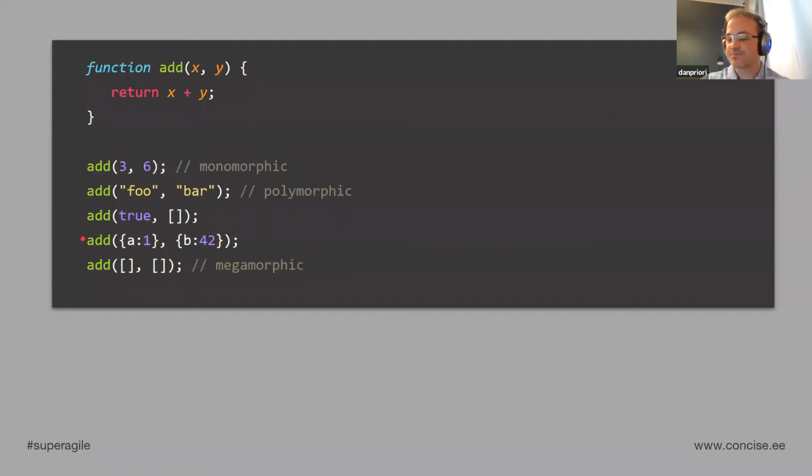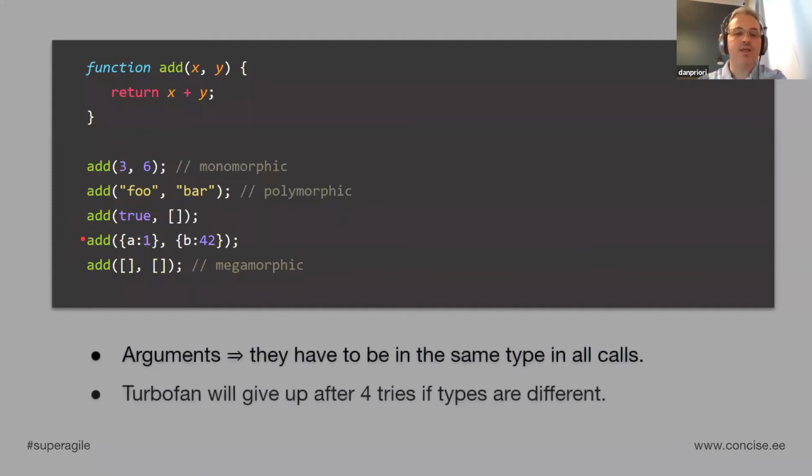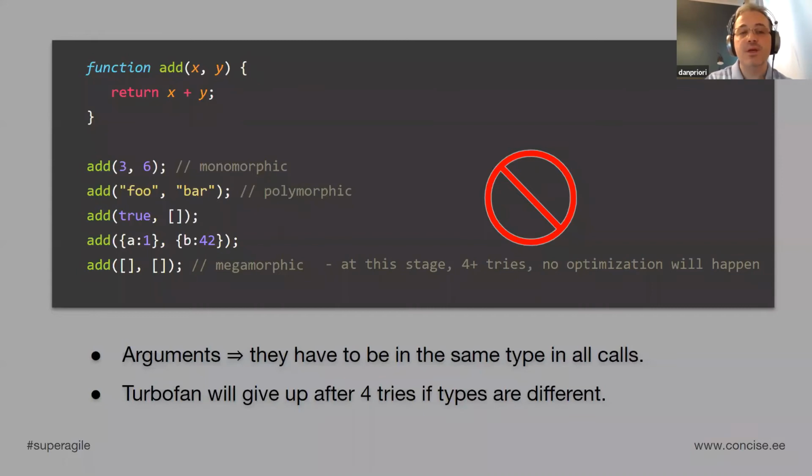When it happens, Turbofan will give up after the fourth try if the types are different. So after the fourth try, Turbofan will not optimize that function anymore. It will keep it as it is with the bytecode, not with the machine code anymore. So keep in mind to avoid changing the types, even after the third or the fourth time. Otherwise, you have totally slow code.